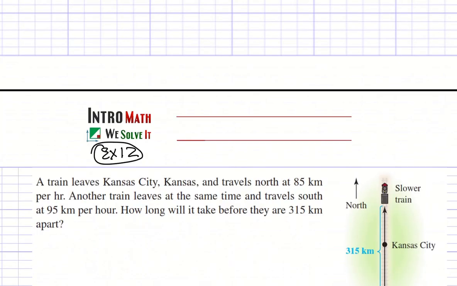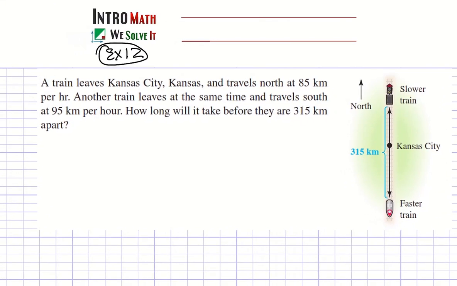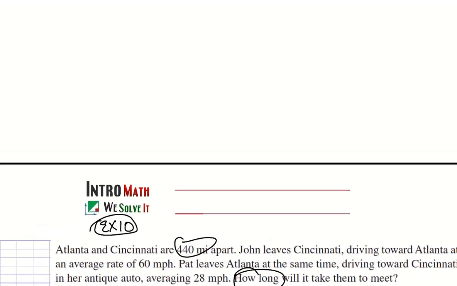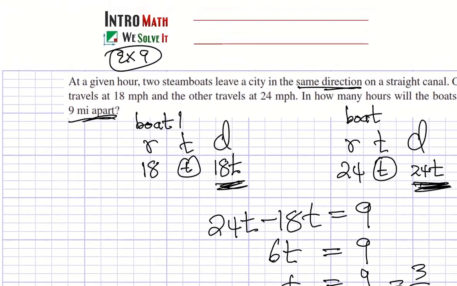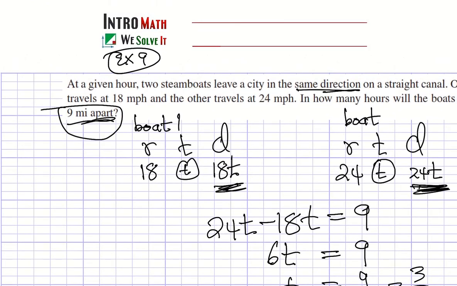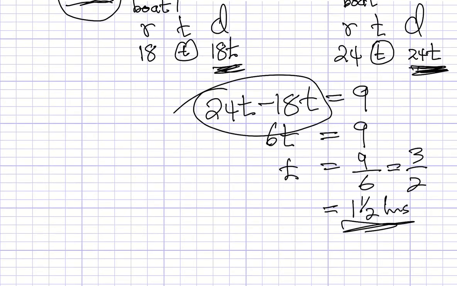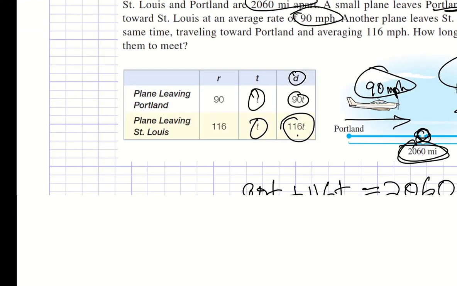We'll move on to example 12. Let's see. A train leaves Kansas City, Kansas, and travels north at 85 miles per hour. Another train leaves at the same time and travels south at 95 miles per hour. How long will it take before they are a certain distance apart? Okay, see, it's like the first one we did. How long will it take them to be apart? So remember what they did? We subtracted the two distances, right? And then we equated it to the total miles that they're going to be apart.